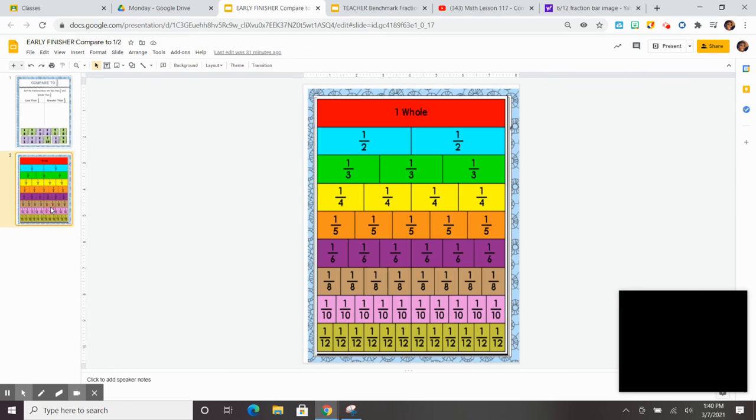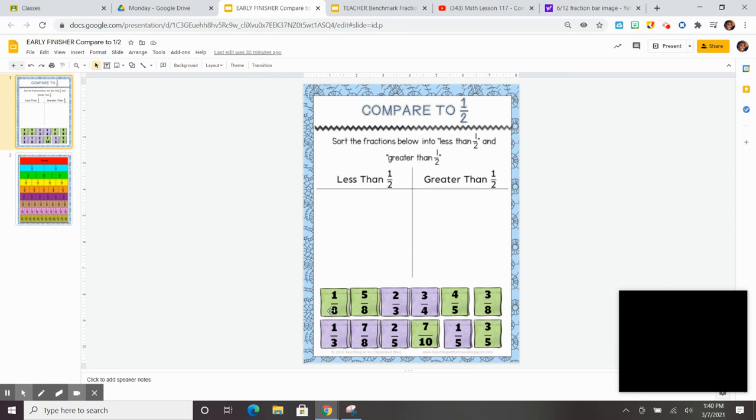Let's look at 1/8. Here is 1/8. Here's 1/2. Is 1/8 greater than, less than, or equal to 1/2? Judging by how this looks, I know that the 1/8 stops right here. All right, so I know that 1/8 is less than 1/2. So I would take the 1/8 and place it in the less than 1/2 category. All right, that is what you are doing for this assignment, okay?